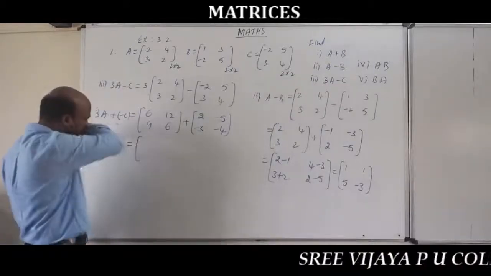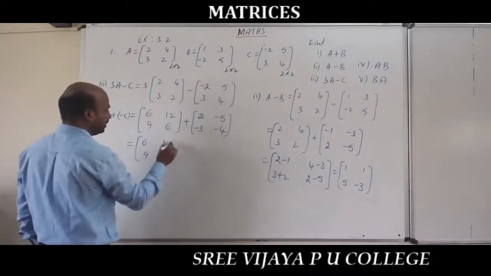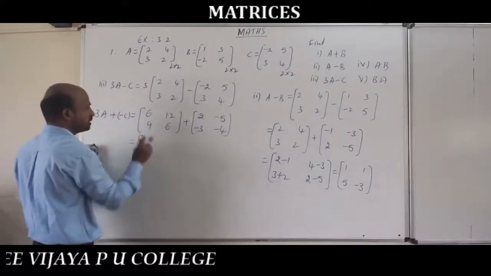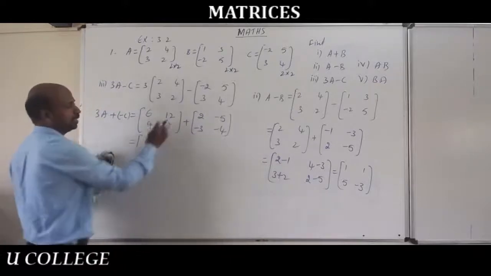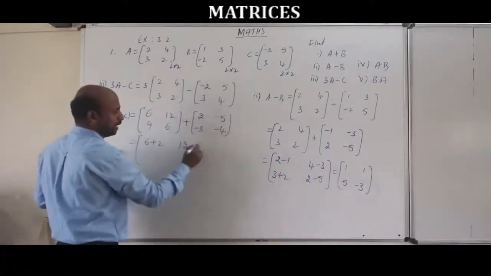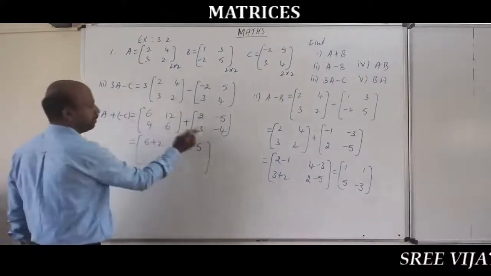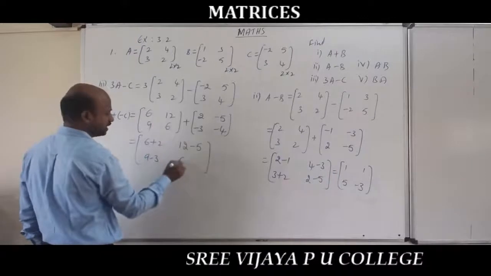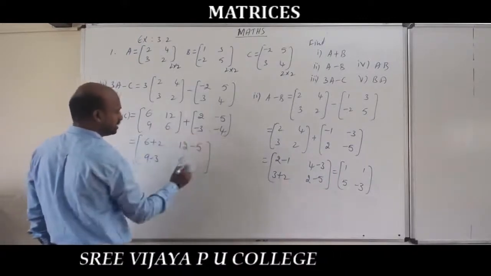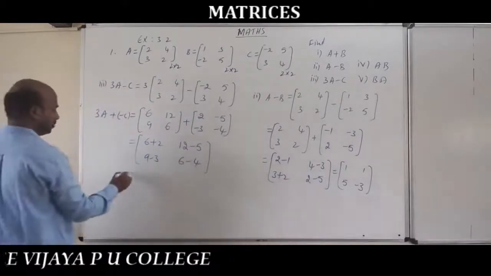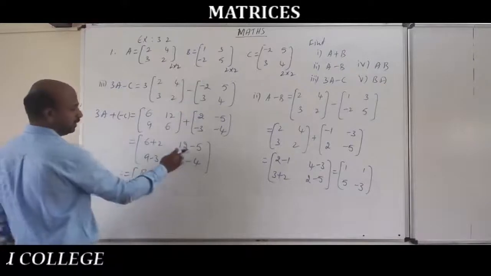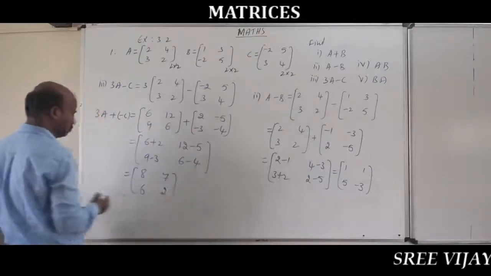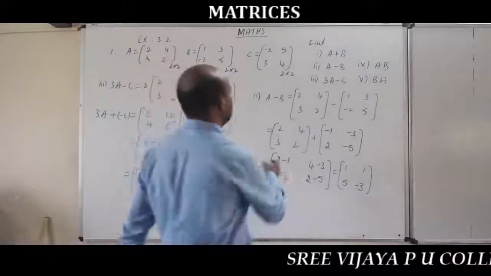That equals 6, 12, 9, 6 plus the new matrix. Now it becomes 6 plus 2, and 12 plus into minus, minus 5. So 9 minus 3, and here it is 6 minus 4. So it becomes 6 plus 2 is 8, 12 minus 5 is 7, 9 minus 3 is 6, 6 minus 4 is 2. That is 3 times A minus C.